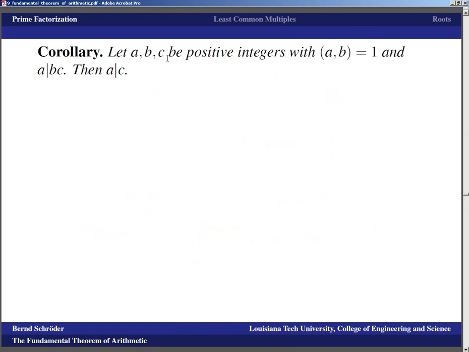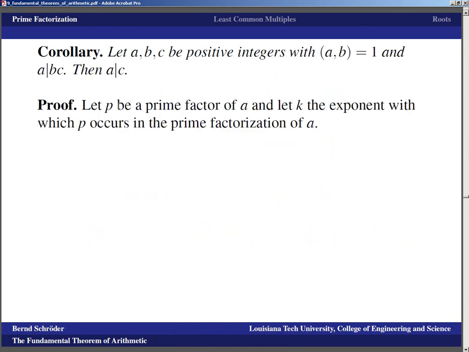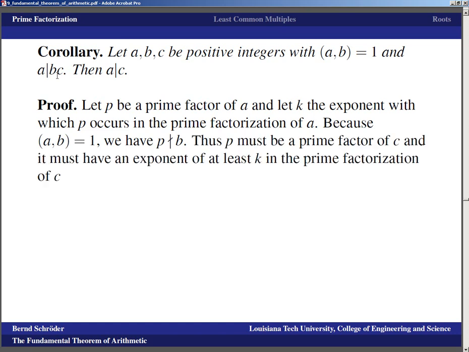If we have three positive integers a, b, and c, so that the greatest common divisor of a and b is 1, and so that a divides b times c, well, then we must have that a divides c. Proof: well, we take a prime factor p of a, and we let k be the exponent with which p occurs in the prime factorization of a. Because the greatest common divisor of a and b is 1, we have that p does not divide b, and because p divides b times c, that means that p divides c, so p must be a prime factor of c.